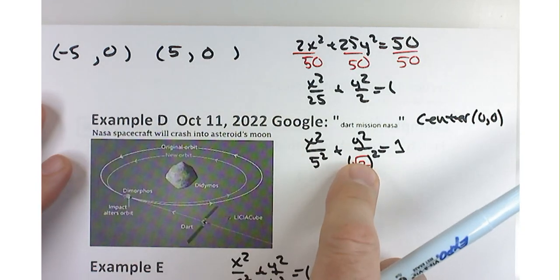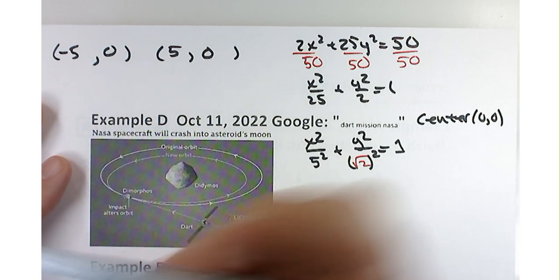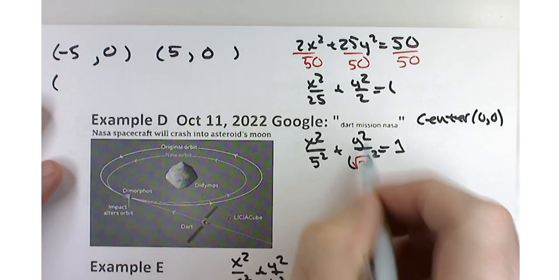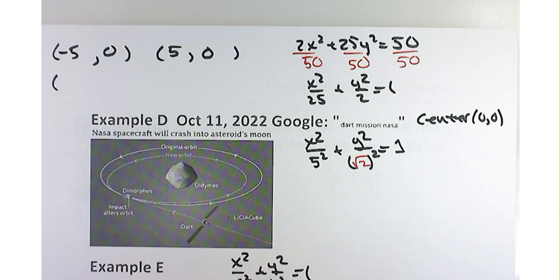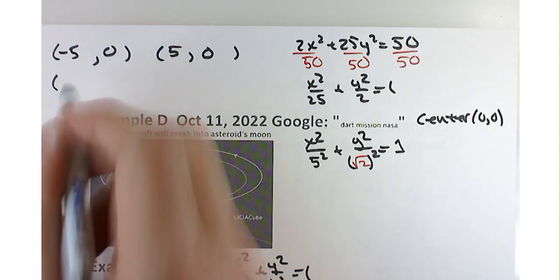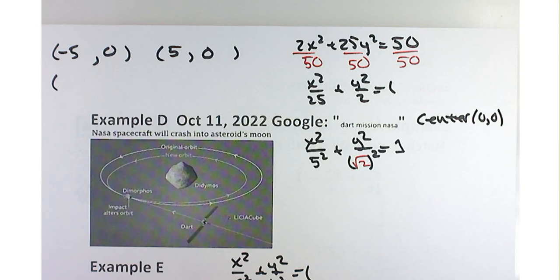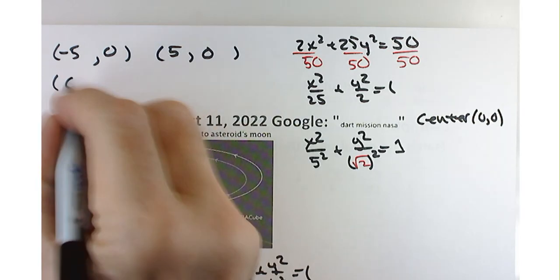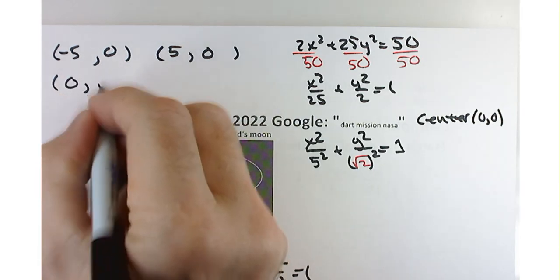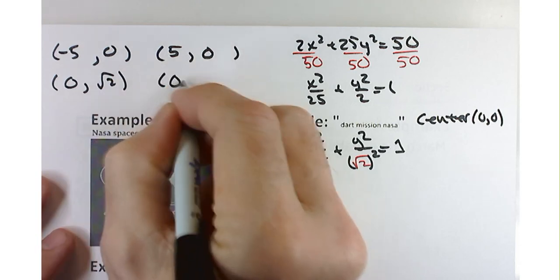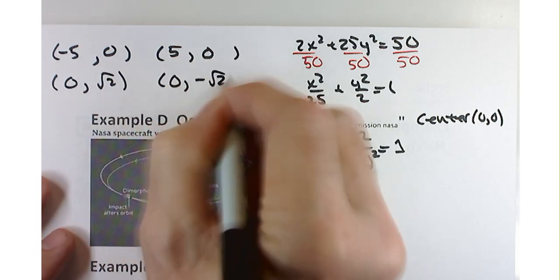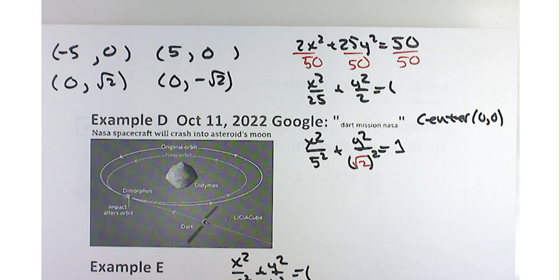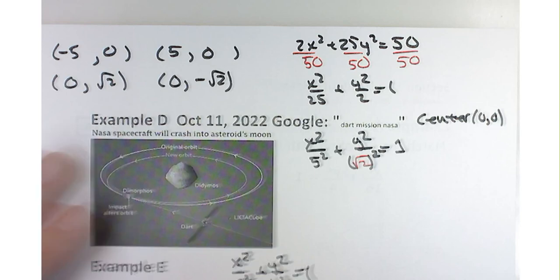How about the y direction? Why don't you keep going, Abby? What are the coordinates going to be if I move in the y direction? Positive square root of 2, 0. That would be 0, 0 and square root of 2, square root of 2, good, and then 0, negative square root of 2. Perfect. So those are going to be my vertices. Great. Thank you so much.